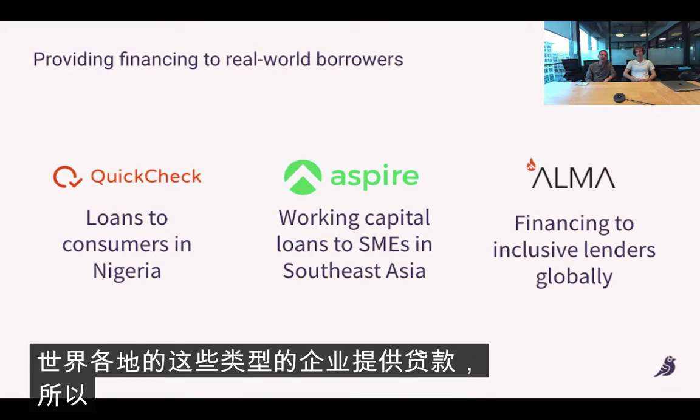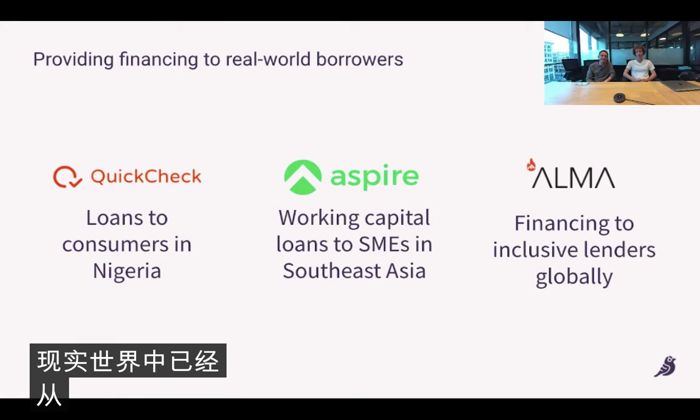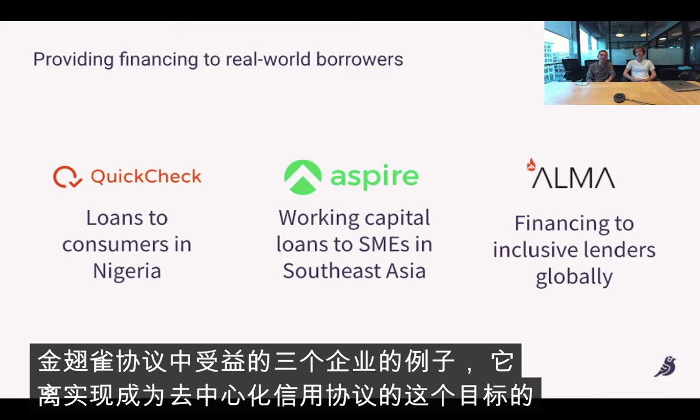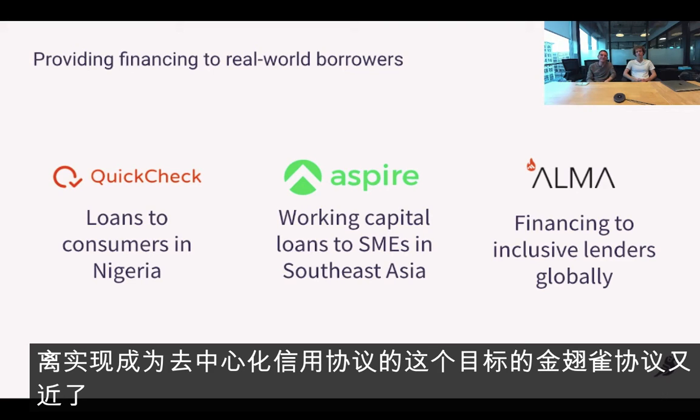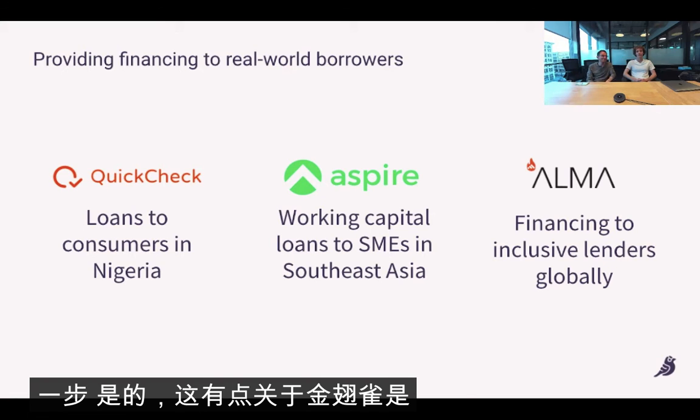So here are 3 examples of businesses in the real world that are already benefiting from capital from the Goldfinch protocol, and it's just one step closer to the Goldfinch protocol fulfilling this goal of being a decentralized credit protocol. That's a bit about how Goldfinch works.